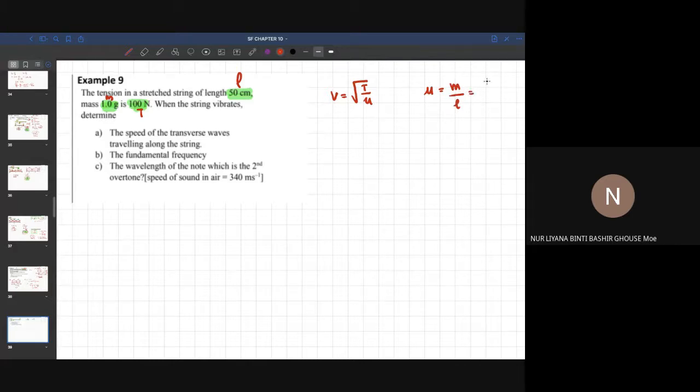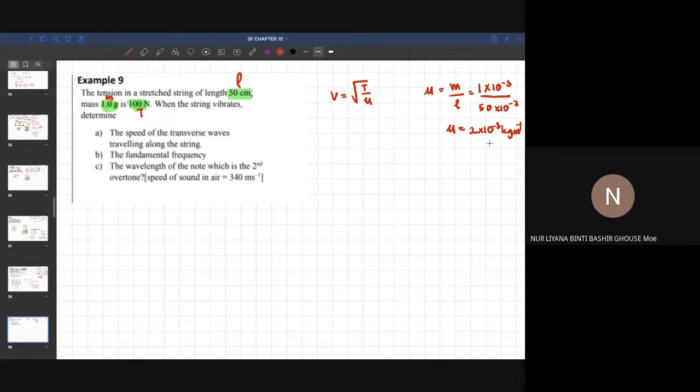The mass is 1 gram, so 1 we multiply by 10 to the power of negative 3, or divide by 1000. The length is 50 cm, so 50 times 10 to the power of negative 2. So we get mu equals 2 times 10 to the power of negative 3 kg m negative 1.